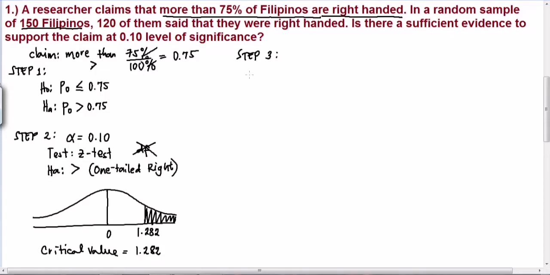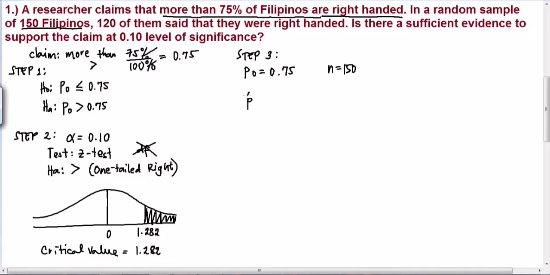So, unahin muna natin yung given, no? So, P sub 0, ayan. Kung ano yung ginamit nyo rito sa hypothesis, yun yung magiging P sub 0 nyo. Ayan na yun. So, 0.75. Kailangan nakadecimal. And then, sunod natin yung N muna, yung N. So, yung N dito, ibig sabihin yung respondents or number, sample size. So, in a random sample of 150. So, 150 yung kanilang in-interview.